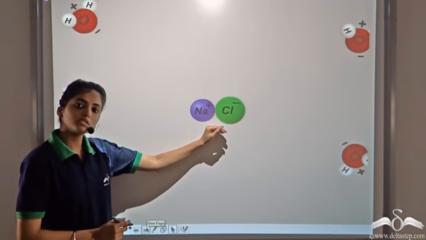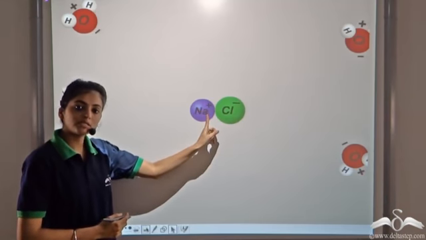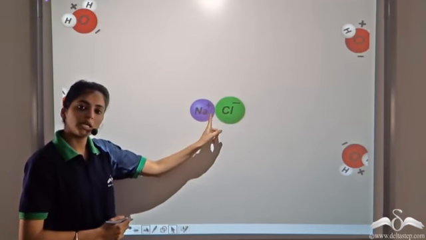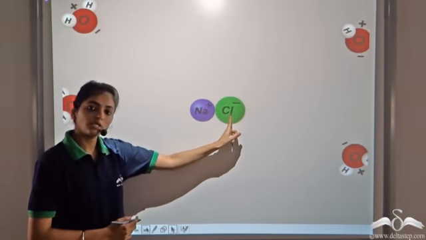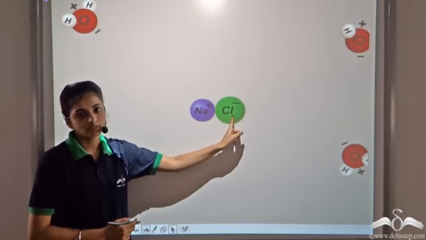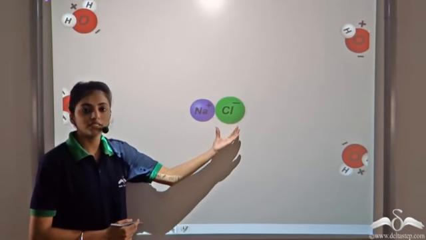In ionic compounds, there is formation of ions. So we have Na, it gives one electron to chlorine. So it becomes Na+, and chlorine now has one extra electron. So it becomes Cl-. So this is salt, the formula of salt, which is NaCl.